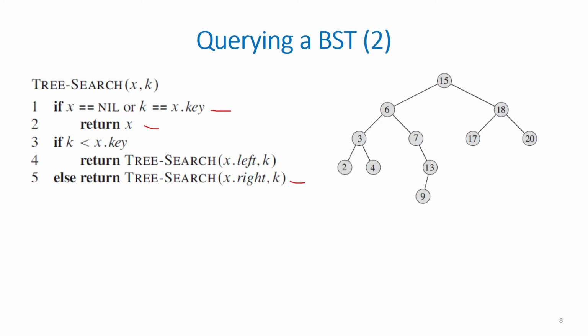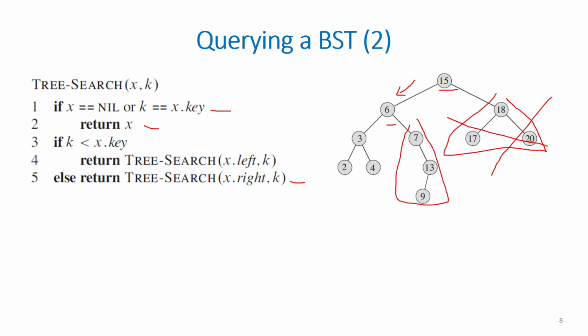In the example here, if we want to search for key 13, we start from the root node 15. Since 13 is less than 15, we traverse the left subtree of 15, thus discarding the right subtree, as we know that the BST maintains the binary search tree property. Again, we compare 6 and 13. Since 6 is less than 13, we search the right subtree rooted at 6.